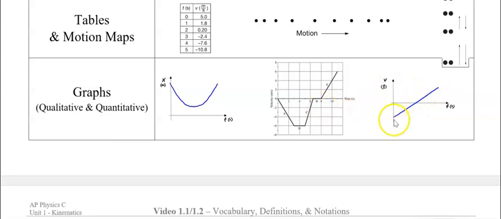As soon as we throw numbers on these axes, it changes the game entirely, and we call those quantitative graphs because they have quantities that are actually on those axes. And you can see this middle one is an example of a quantitative graph.